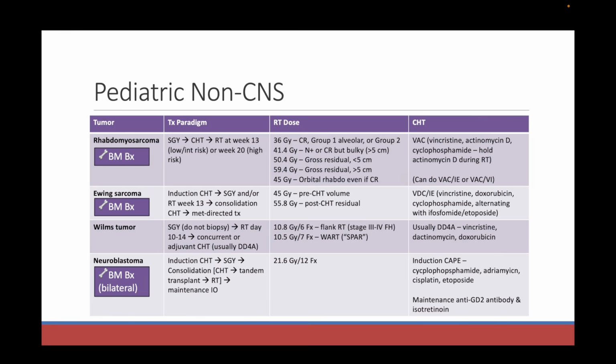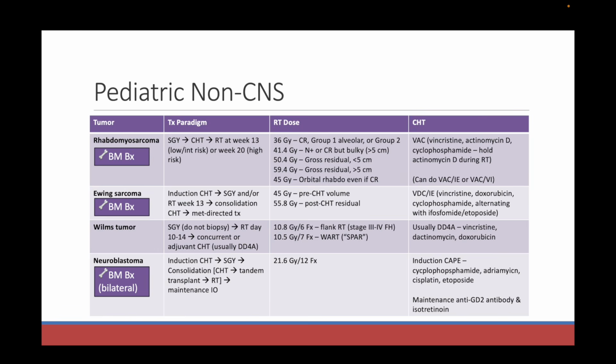Then we get to our pediatric non-CNS tumors. So we have a couple of sarcomas, rhabdomyosarcoma, Ewing sarcoma, and then we have Wilms tumor and neuroblastoma. And each of these has a fairly unique management paradigm. So just briefly, as far as workup, rhabdo, Ewing, and neuroblastoma are the 3 where we need to get bone marrow biopsy. And neuroblastoma, we actually need to get bilateral bone marrow biopsy.